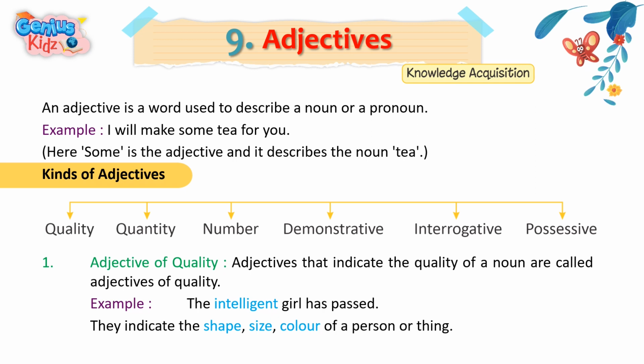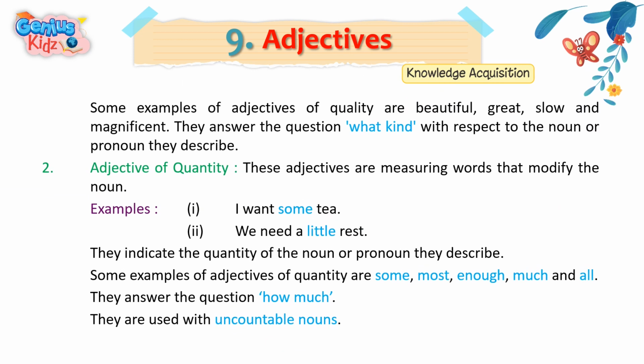Kinds of adjectives: quality, quantity, number, demonstrative, interrogative, possessive. 1. Adjective of quality. Adjectives that indicate the quality of a noun are called adjectives of quality. Example: the intelligent girl has passed. They indicate the shape, size, color of a person or thing. Some examples of adjectives of quality are beautiful, great, slow and magnificent. They answer the question what kind with respect to the noun or pronoun they describe.